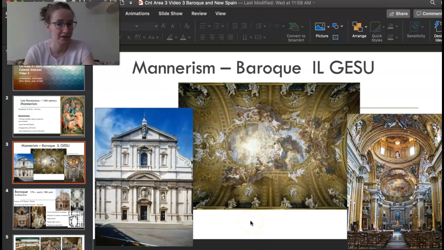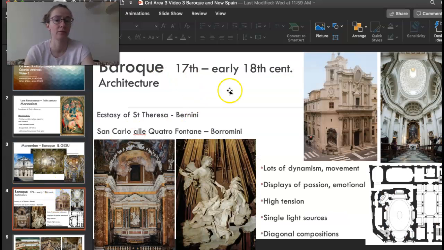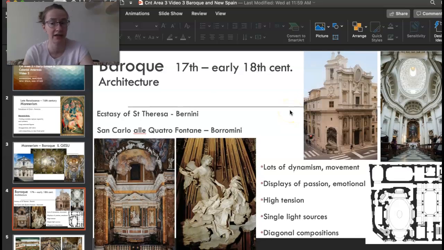Just a lot of detail when it comes to Baroque. All right, moving on. For Baroque art and architecture, we're talking about the 17th and early 18th century. Here we're going to talk about the Ecstasy of St. Teresa by Bernini, and then San Carlo alle Quattro Fontane by Borromini over here.